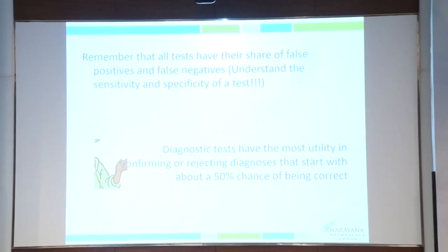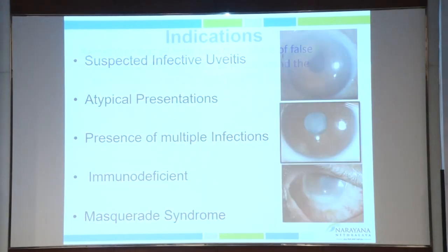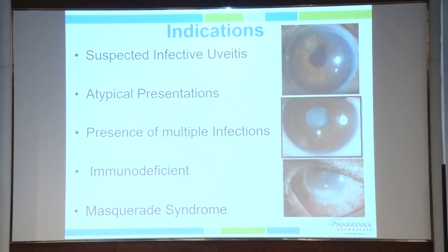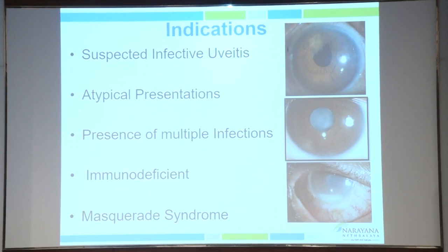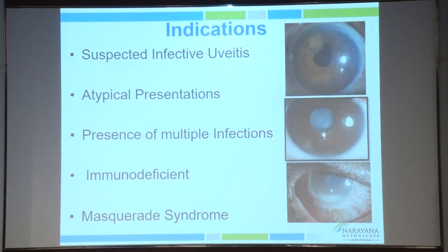Remember, all tests have false positives and false negatives. We need to understand the sensitivity and specificity of the test for interpretation. Diagnostic tests have the most utility in confirming or rejecting a diagnosis that starts with about a 50% chance of being correct. Whenever we see a patient with suspected infective uveitis or uveitis with atypical presentation, suspecting more than one infection, patients who are immunodeficient, or extremes of age presenting with masquerade syndrome, we need to investigate them in detail.